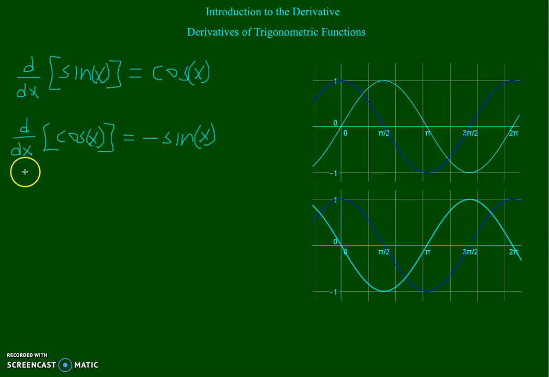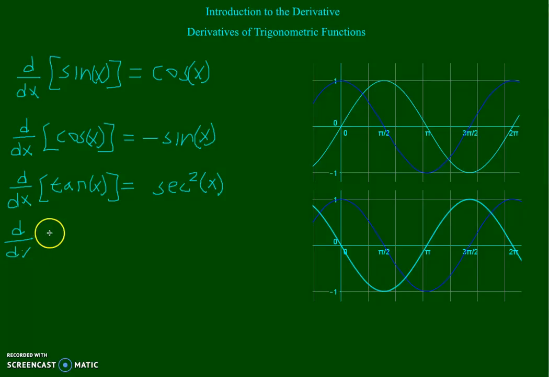Now the rest of the derivative functions will be given here for reference. So the derivative with respect to x of tangent of x is secant squared x. The derivative with respect to x of cosecant x is negative cosecant x cotan x.